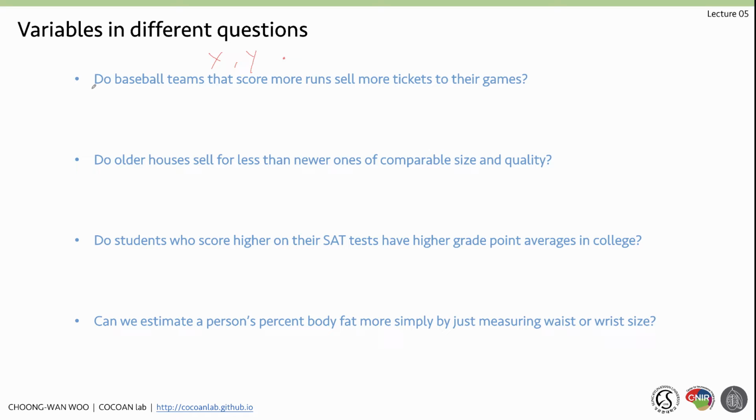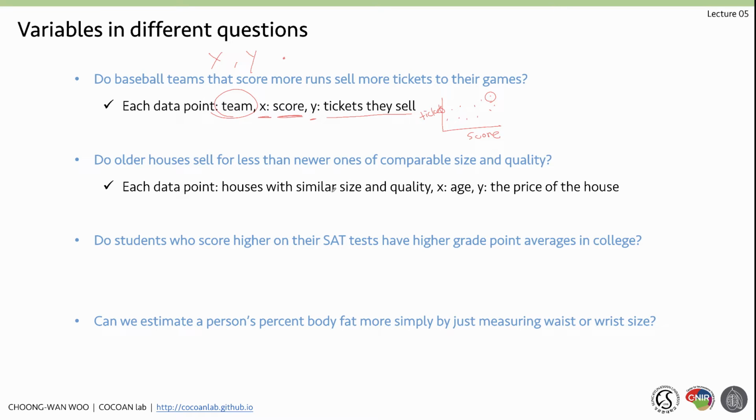Okay, so let's examine each question. The first question is, do baseball teams that score more runs sell more tickets to their games? So here, each data point is a team, x is the score, and y is the tickets they sell. Okay, then we can show the score and tickets, this relationship. Each dot should be a team.